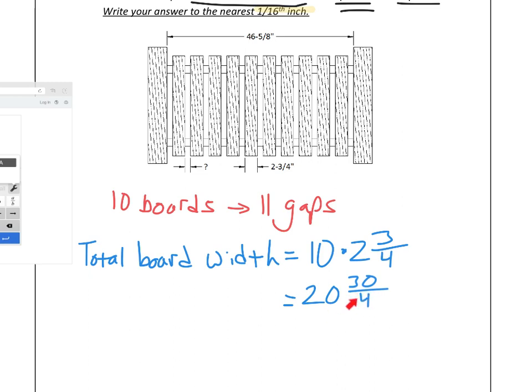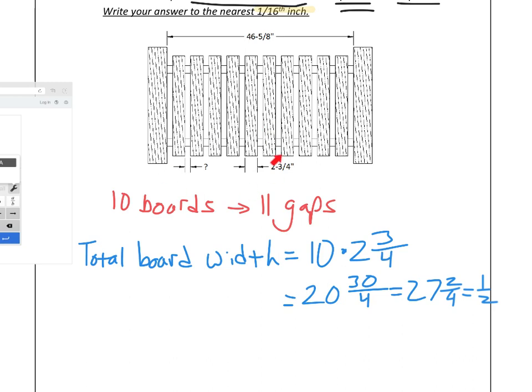We need to clean this up a little bit. How many times does 4 go into 30? I think it goes in there 7 times. 7 times 4 is 28. So we can get 7 wholes out of here. That means this is 27. 7 times 4 is 28. And there's 2 left over because 30 minus 28 is 2/4, also known as a half. Okay, so there's some good practice with fractions.